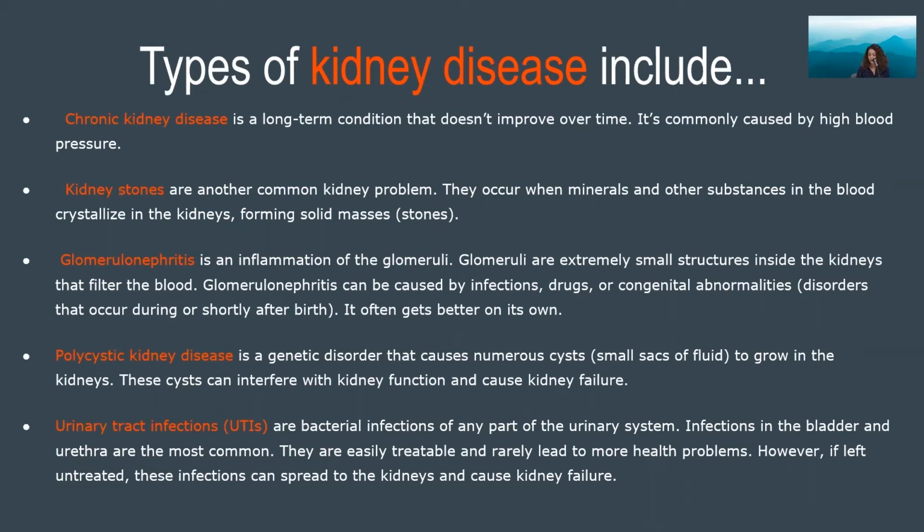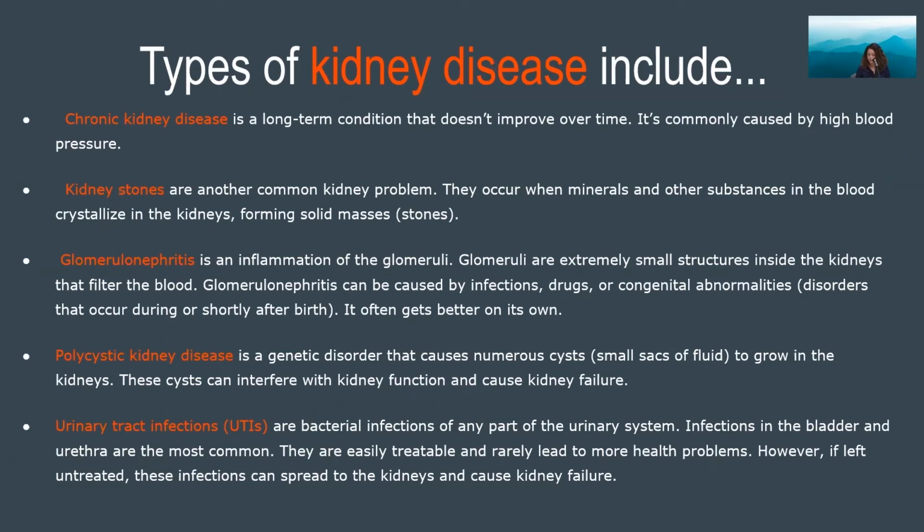Glomerulonephritis is an inflammation of the glomeruli. Glomeruli are extremely small structures inside the kidneys that filter the blood. This can be caused by infections, drugs, or congenital abnormalities, disorders that occur during or shortly after birth. It often gets better on its own.